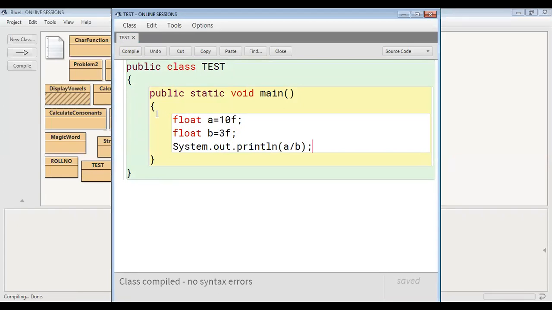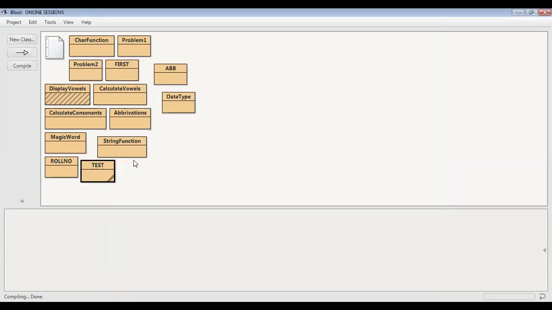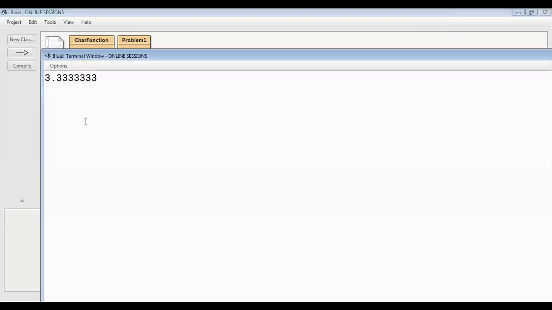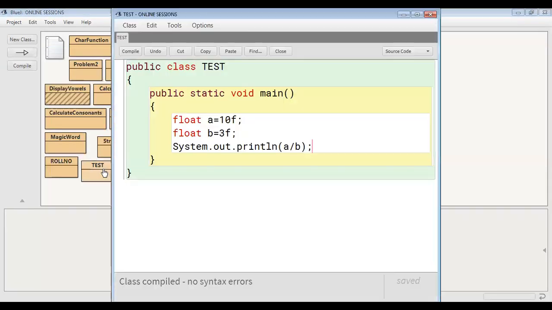Now my A is float and my B is float. Okay. And A is divided by B, means 10 divided by 3. So we know what's the answer of 10 divided by 3. You see what we are getting. We are getting 3.3333333, so we are getting the answer from the decimal point accurately up to 1, 2, 3, 4, 5, 6, and 7 digits. Okay, so this is how we are getting the answer.